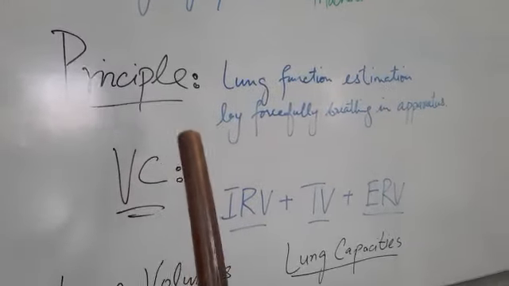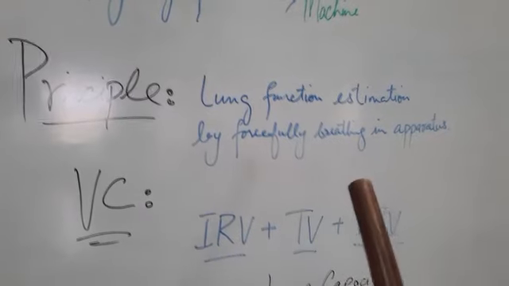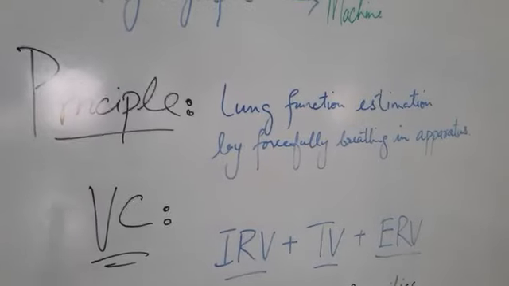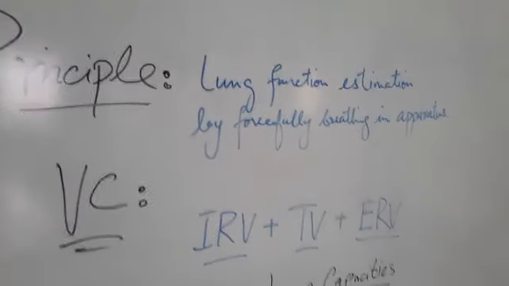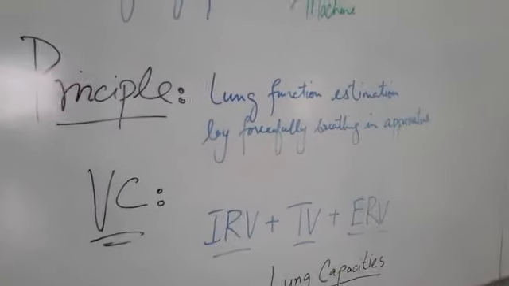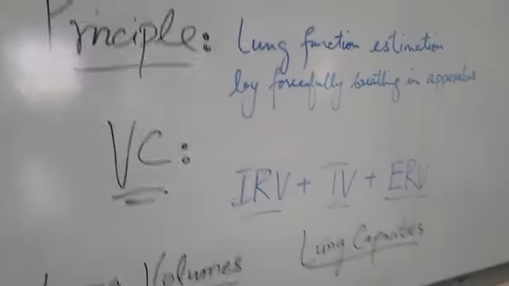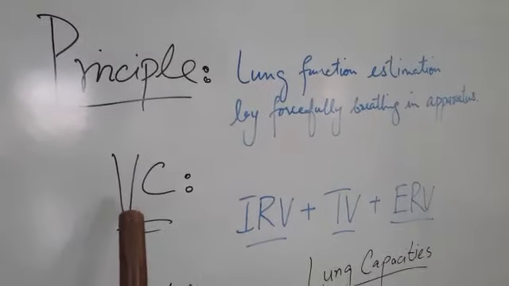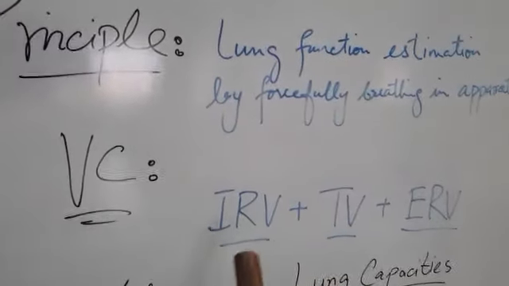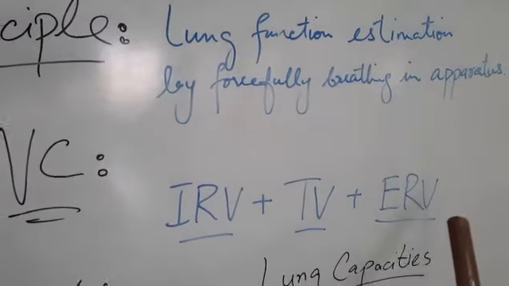The principle of this practical is lung function estimation by forcefully breathing in the apparatus. The subject inhales and exhales in the apparatus, which lets us know about the different parameters of the lung volumes, and then we can estimate the lung function by those volumes. Vital capacity is the sum of different volumes: inspiratory reserve volume, tidal volume, and expiratory reserve volume.